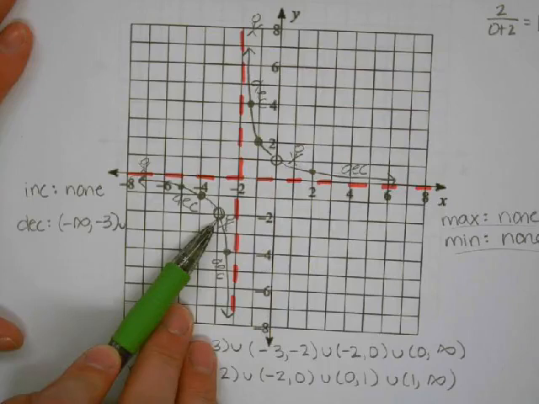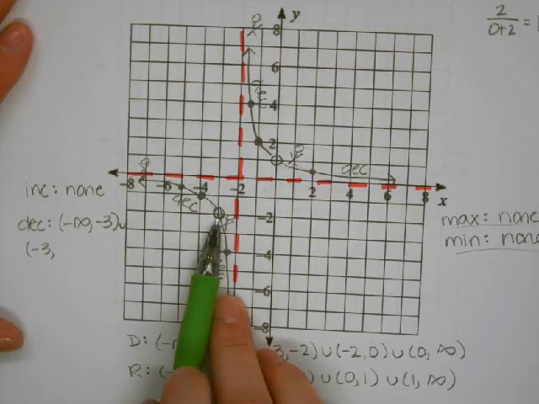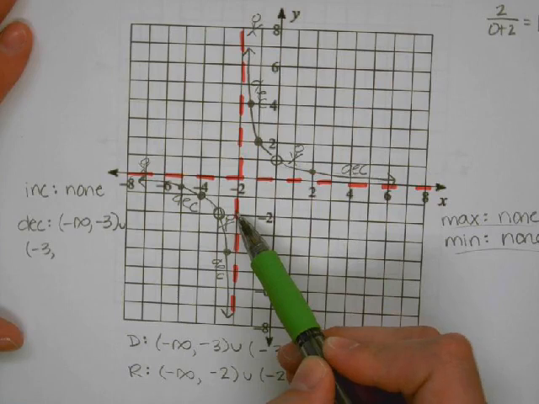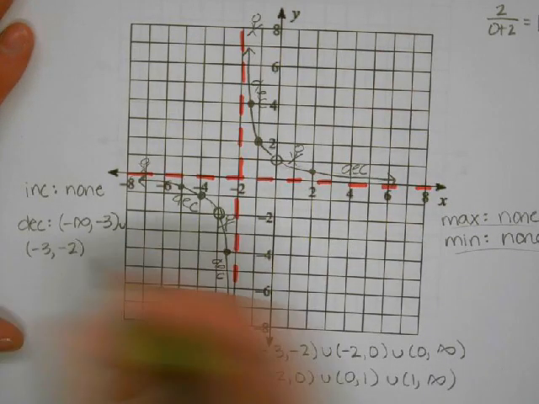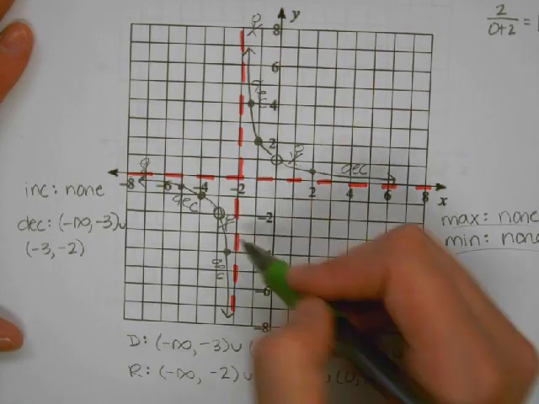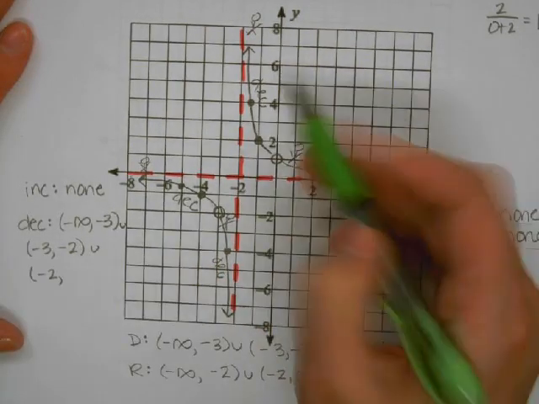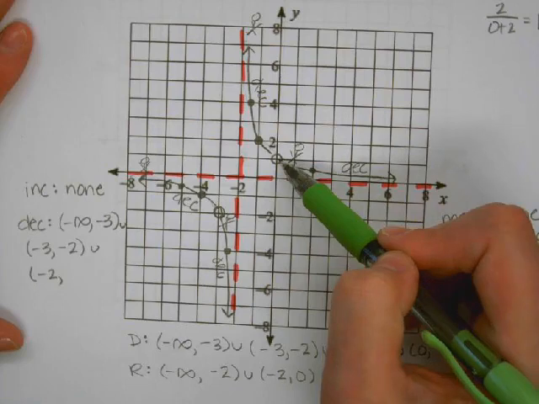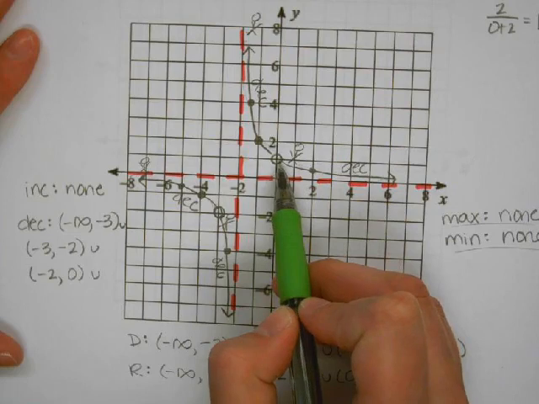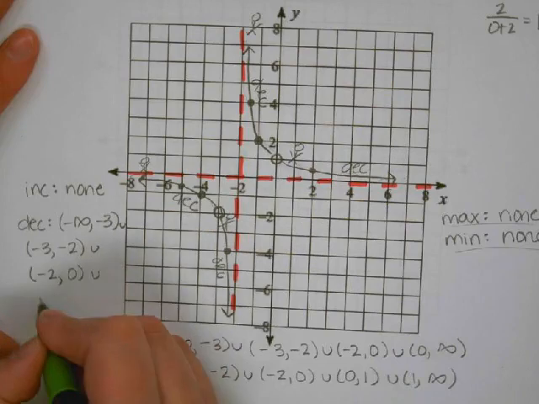Then the new stick figure started at an x value of negative 3, and he fell off to wherever that slide went to, but that was an x value of negative 2. So he was decreasing from negative 3 to negative 2. It just took him a long time to do that decrease. And then we have the new stick figure up here. He starts decreasing at negative 2, and he decreases until the x value of 0. And then our last stick figure decreases from an x value of 0 all the way over here to an x value of positive infinity.